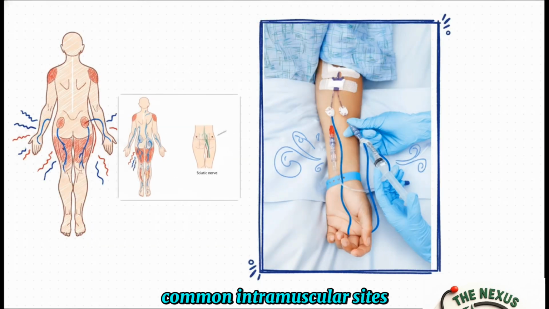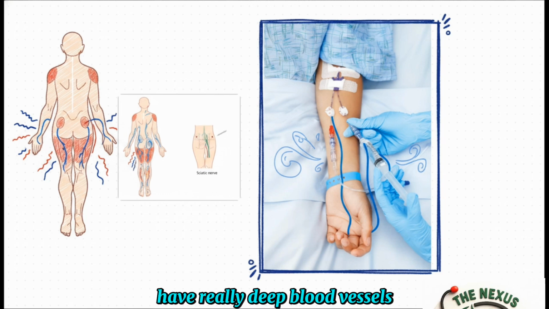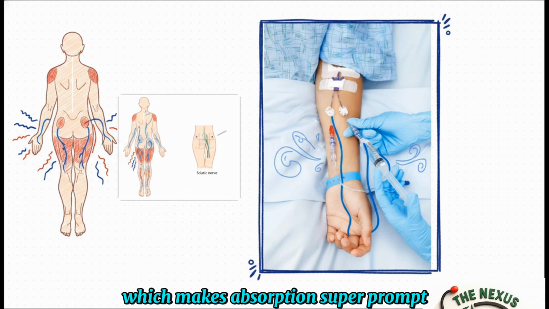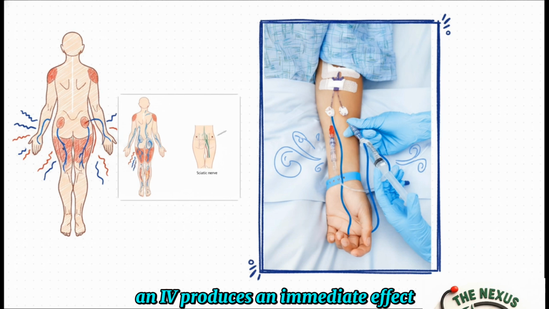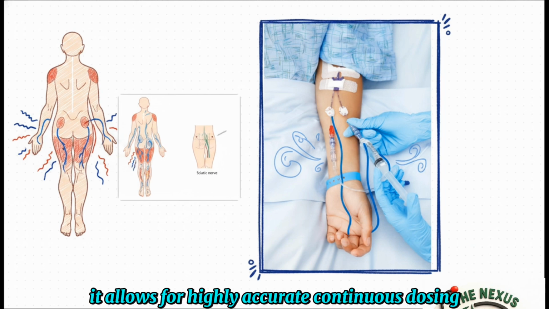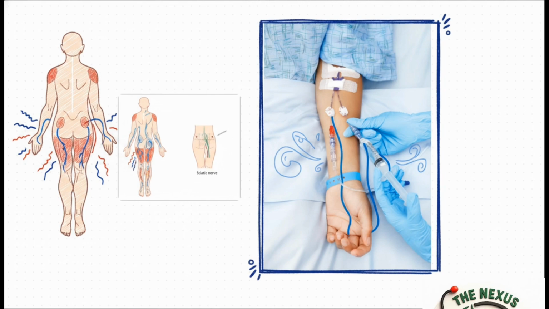Now, common intramuscular sites, like your deltoid in the arm or your gluteal muscles, have really deep blood vessels, which makes absorption super prompt. But compare that to a direct intravenous line. An IV produces an immediate effect. It allows for highly accurate, continuous dosing, which is exactly why hospitals use it all the time for larger volumes of fluids.